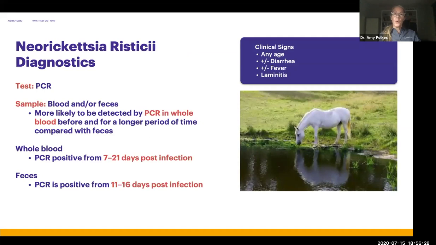What about Potomac horse fever? I know there are people all throughout the country on this call, but here on the East Coast, we did see a lot of Potomac horse fever last year. And the clinical signs can be very varied. I think they can be tricky because a lot of times the first sign that people will see will be, unfortunately, laminitis. I think diarrhea does not happen that often. It can or not happen.